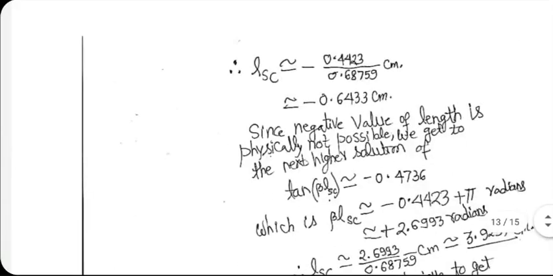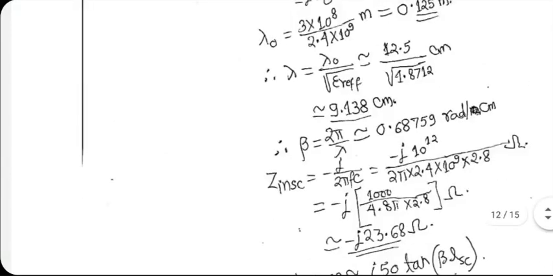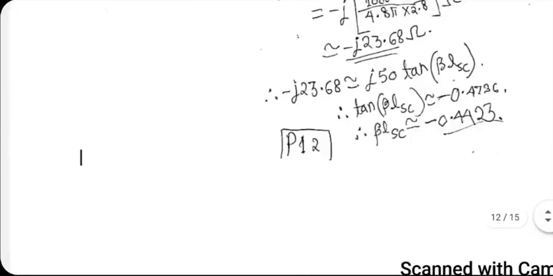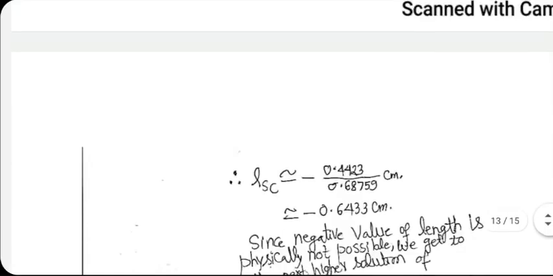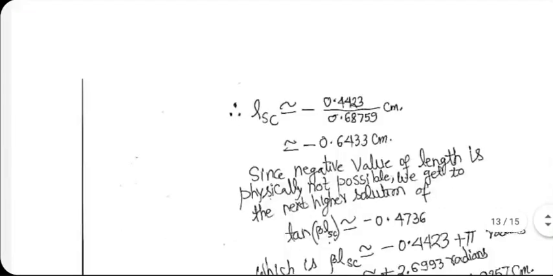So once I know beta LSC, LSC is 1 upon beta, and beta is 2 pi divided by lambda. It is known to you already. Unfortunately, there is a minus sign here. So you are getting negative length. Why is it happening? Because you have chosen the fundamental solution to tan beta LSC equal to minus something. The next higher solution will be pi plus this value. When you get a negative value, you go for the next higher solution.